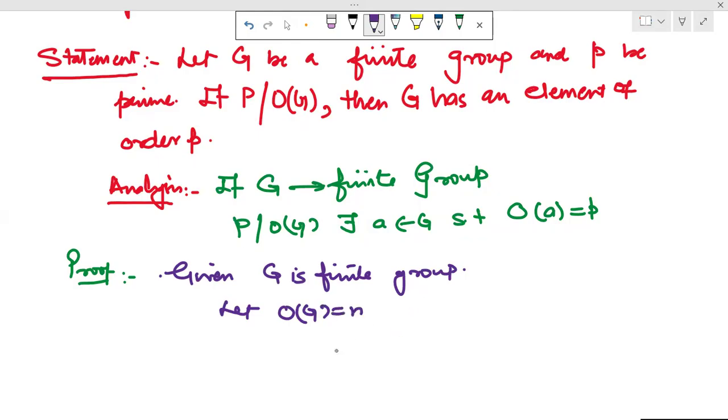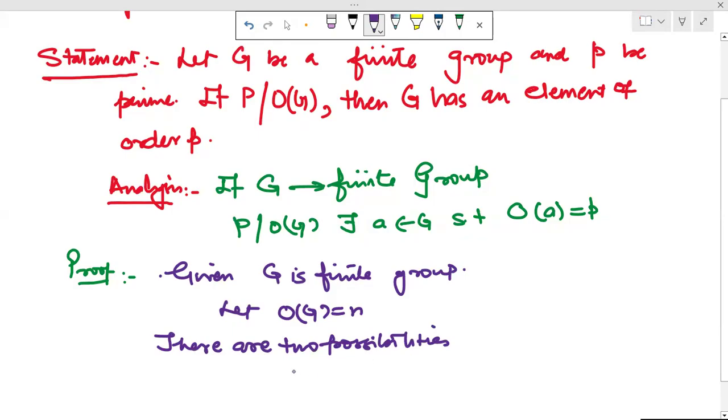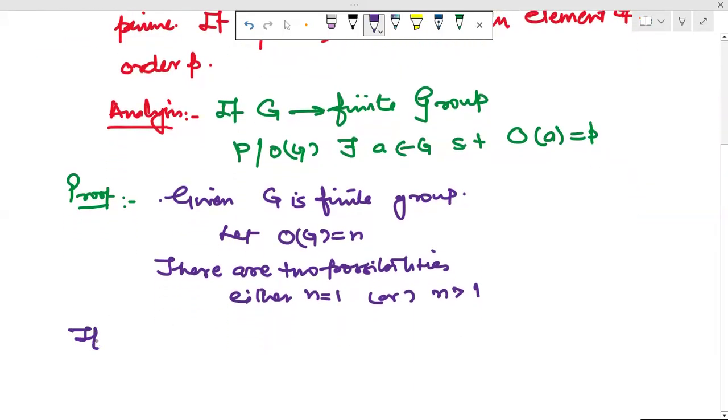Let the order of G be equal to n. Now there are two possibilities. Either n is equal to 1 or n is greater than 1. So let us take the case. If n is equal to 1, then there does not exist any prime p such that p divides 1. There is no prime which divides 1.